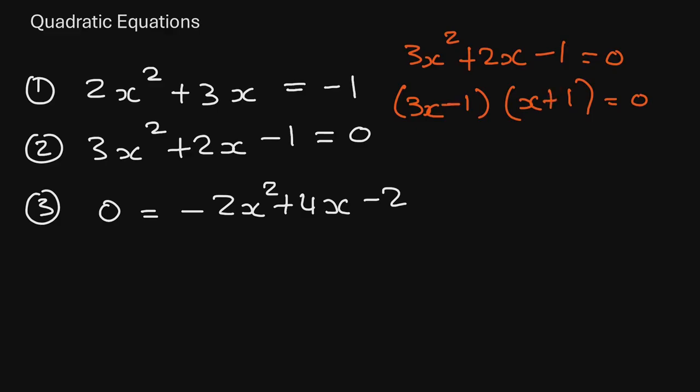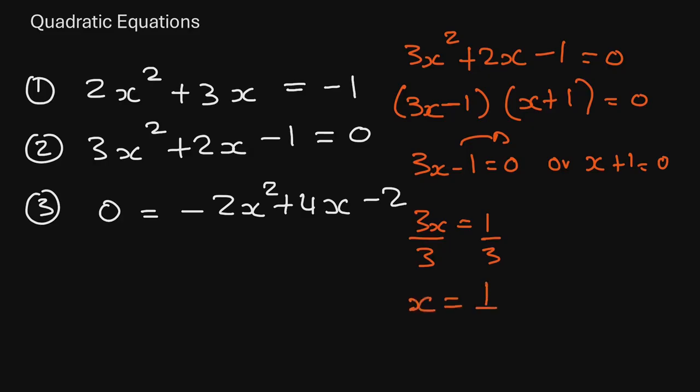Therefore, from there you apply the zero factor law. This is equal to 0 or that is equal to 0. So we have 3x minus 1 equals 0, or x plus 1 equals 0. Therefore you transpose this to the other side. We have 3x equal to 1. You divide both sides by 3. Therefore your value of x is 1 over 3. And here you move this to the other side, so x is equal to negative 1.